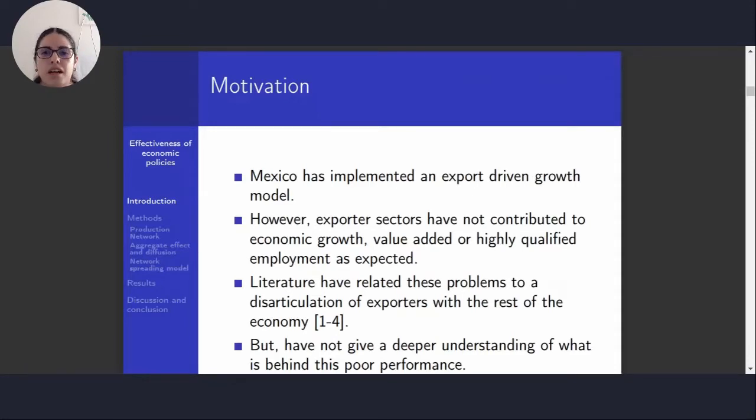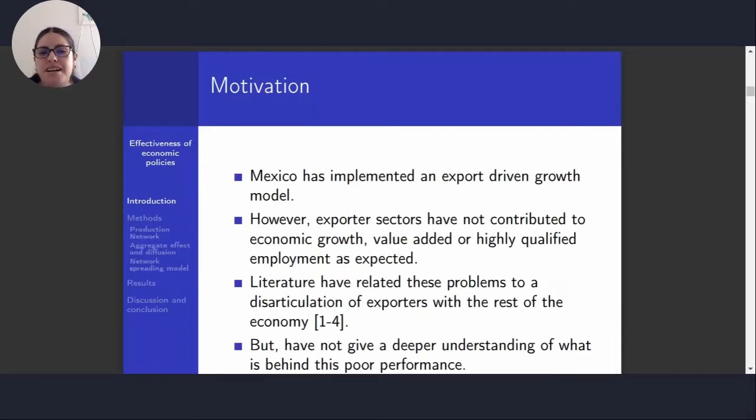There are some issues that are not allowing these export sectors to have the performance and the effect on the macroeconomy that the government was hoping for. The literature on tackling these problems has focused on the disarticulation of these exporter sectors in the economy and has addressed this problem mainly from the input-output analysis perspective. Of course, this is going to be linked to the analysis we're going to do, because in our research we have a network analysis. A network analysis, you'll see further on, is really closely related to input-output analysis.